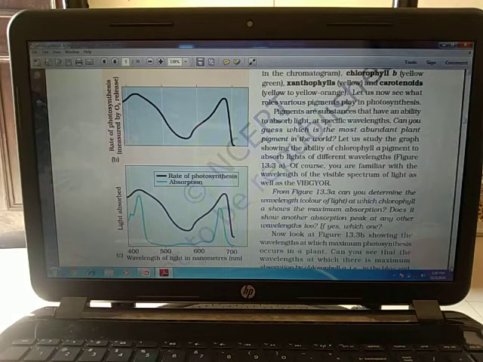It shows that maximum photosynthesis occurs in the blue, violet and red parts of the light. The action spectrum of photosynthesis corresponds closely to the absorption spectra of chlorophyll a and b, showing that the latter are the main photosynthetic pigments.